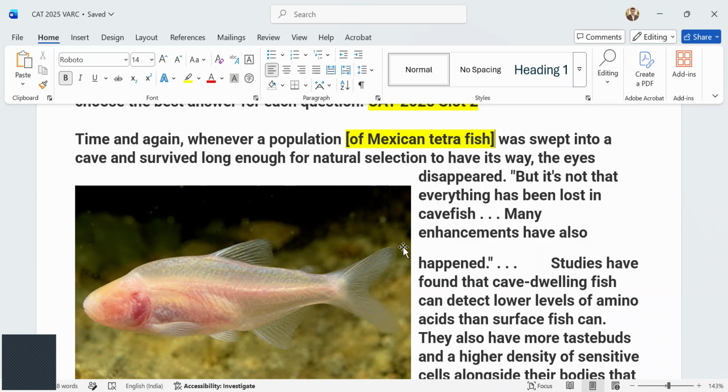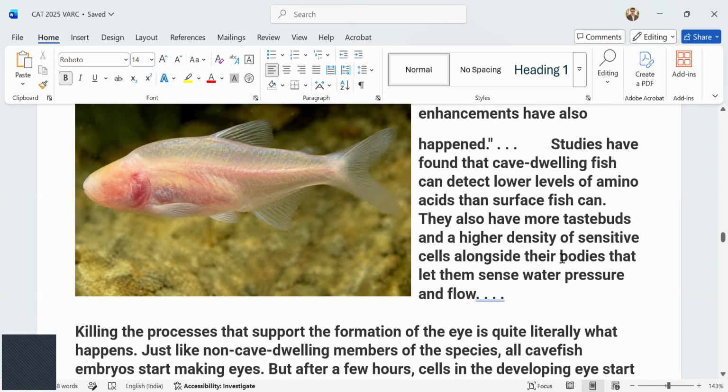But wait, that's not all. There were certain enhancements as well. What are these enhancements that we will read? "Studies have found that cave-dwelling fish can detect lower levels of amino acids." So this is the first enhancement. We all know that amino acids are the building blocks of proteins. So these fish have the ability to detect lower levels of amino acids than surface fish.